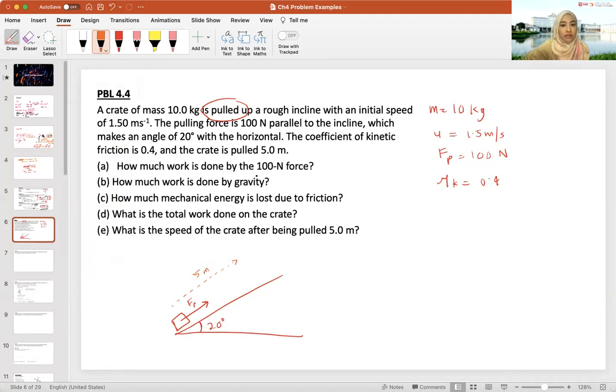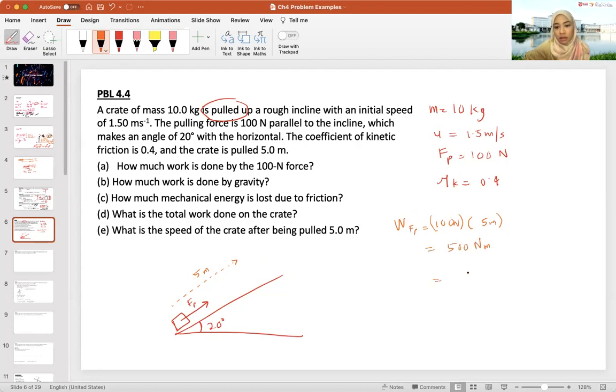So how much work is done by the 100 Newton force? This is going to be an easy question because our force is parallel to the displacement. First of all, it's parallel and then it's in the same direction. Therefore, it becomes positive work. So how much work is done by the F pull? This is 100 Newton times 5 meter. So this becomes 500 Newton meter.